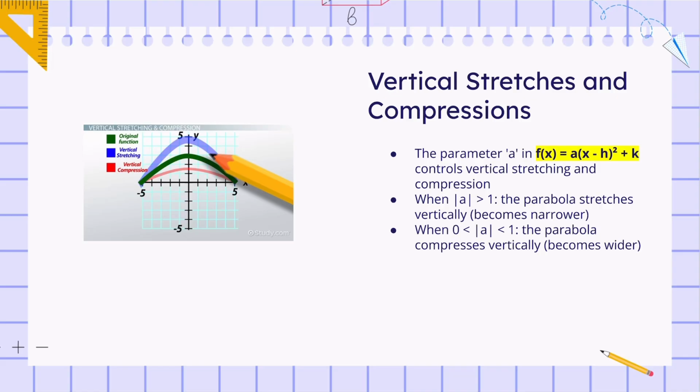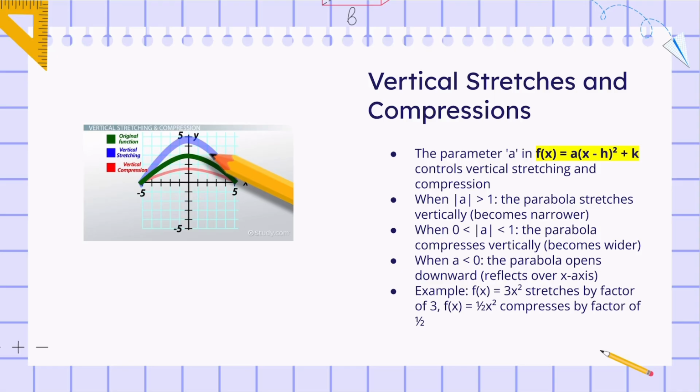If a is between 0 and 1, so it is a decimal or a fraction, then your parabola is going to compress vertically, so it'll get vertically smaller, but if we're thinking horizontally, it'll by default become wider. But we're really just focusing in on the vertical component. And if a is less than 0, so if it's a negative, the parabola opens downward, but that also means that it reflects over the x-axis, so it'll be flipped upside down.